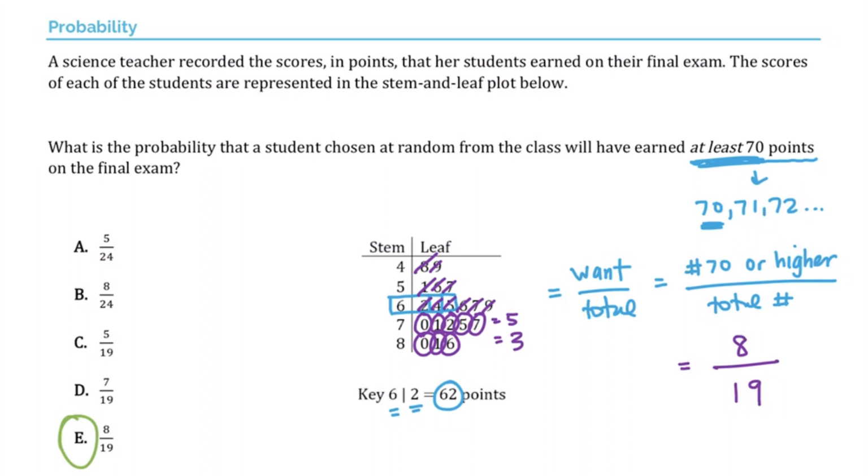Really quickly, I want to make sure you know why D is incorrect. D is incorrect for people who only count 7 at least 70 points. So this is for people who forget to include 70. They think at least 70 and then they start counting at 71. Instead of seeing at least 70 and starting counting at 70, they forget to include 70.